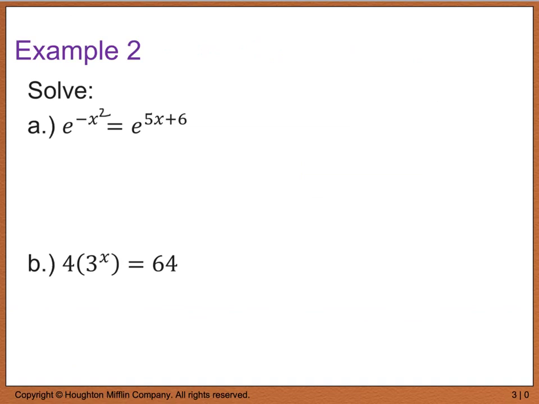For example 2, part A, it says e to the negative x squared equals e to the 5x plus 6.